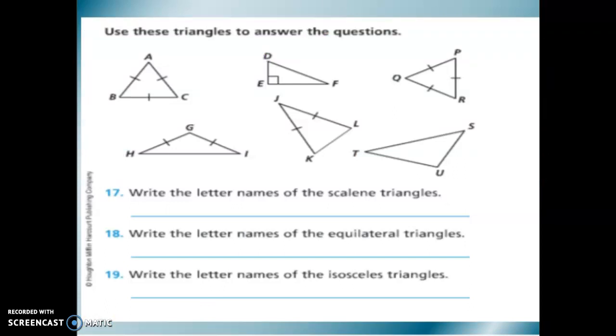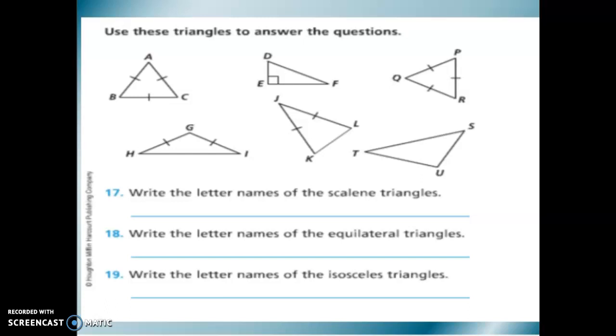All right, let's try a couple. Now, this is taken from your student activity book, so this would be something we would be doing in class if we were together. You're going to use these triangles to answer the three questions, and I'm going to answer them with you while you think. So we have several triangles, and again, notice the tick marks. That will help you tell if it is a scalene, equilateral, or isosceles.